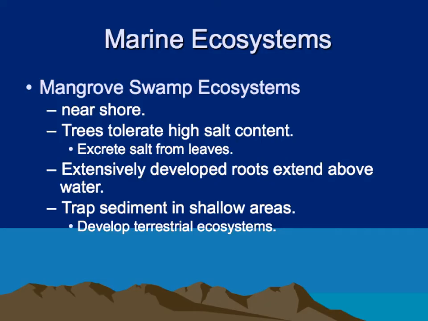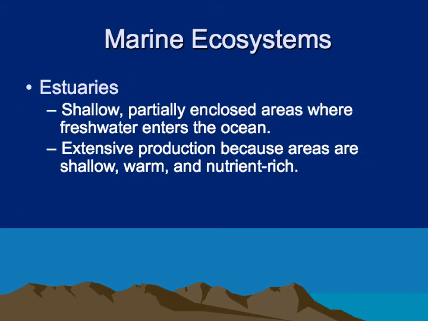Continuing with our marine ecosystems, we have mangrove swamp ecosystems, which tend to be near shore. The trees are tolerant to high salt concentration, which is important. They actually excrete salt from their leaves, which is super awesome. Extensively developed roots extend beyond the water and trap sediment in shallow areas, developing terrestrial ecosystems. From your reading today, estuaries are shallow, partially enclosed areas where fresh water enters the ocean. They have extensive production because the areas are shallow, warm, and nutrient rich.